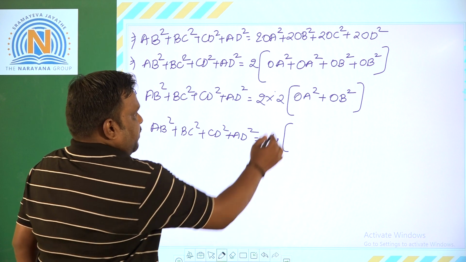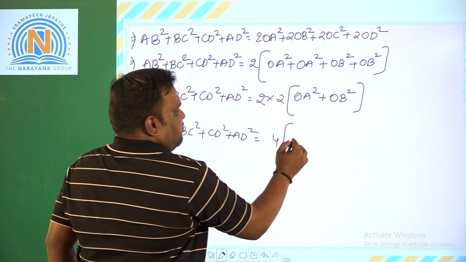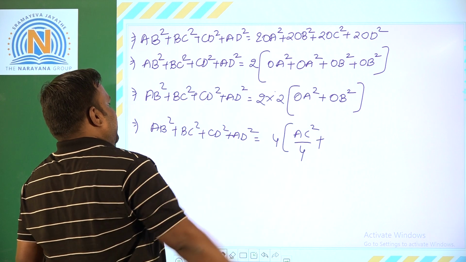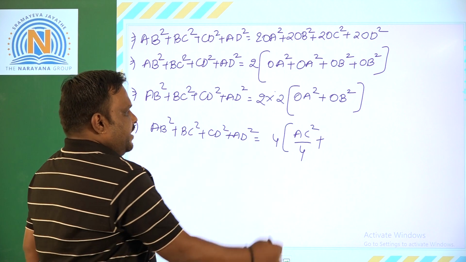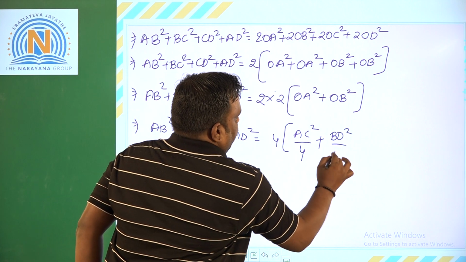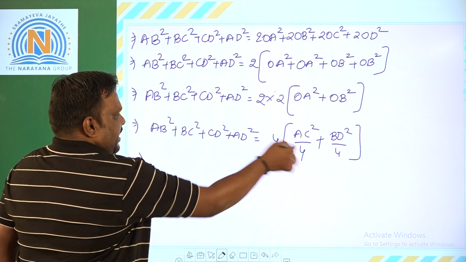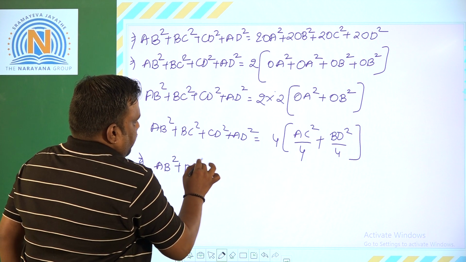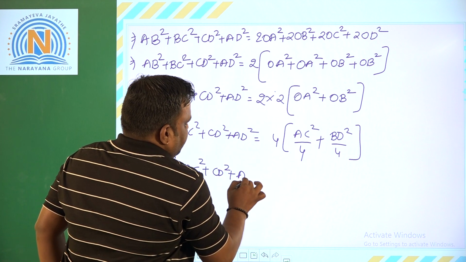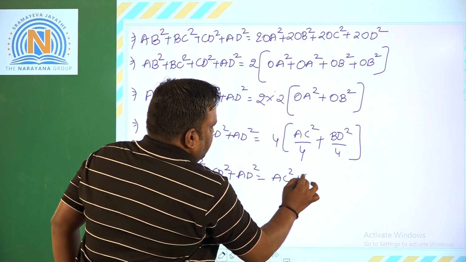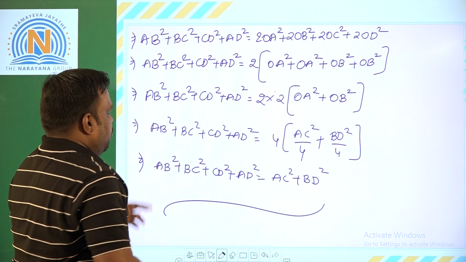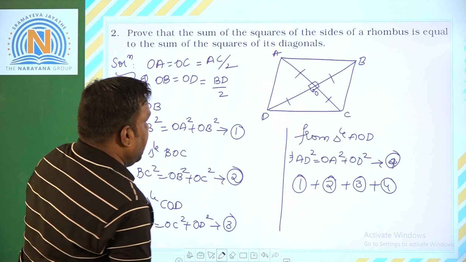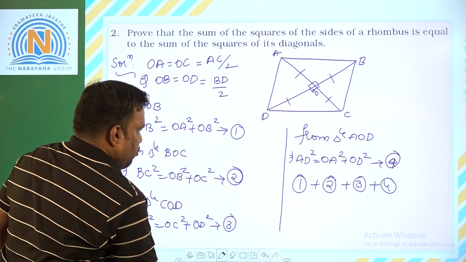So in the place of OA I will write AC by 2. AC by 2 whole square will be AC square by 4, plus OB square can be written as BD by 2 whole square, so that means BD square by 4. Finally, on taking the LCM, this 4 and the 4 below get cancelled. I will be left with AB square plus BC square plus CD square plus AD square is equal to AC square plus BD square. This is the sum of the squares of the 4 sides of the rhombus equal to the sum of the squares of the diagonals. The diagonals are AC and BD. This is what you have to prove.